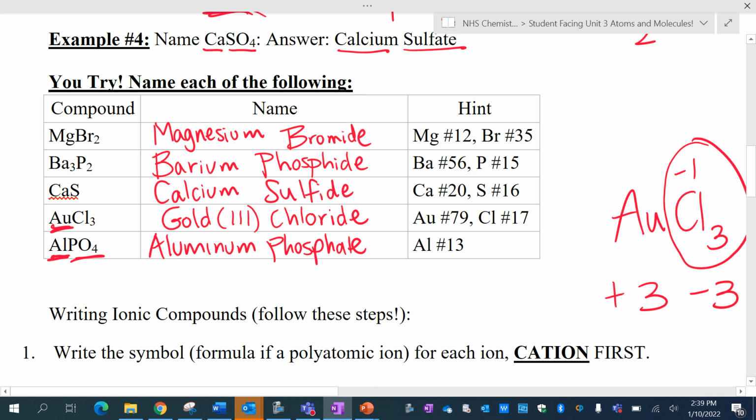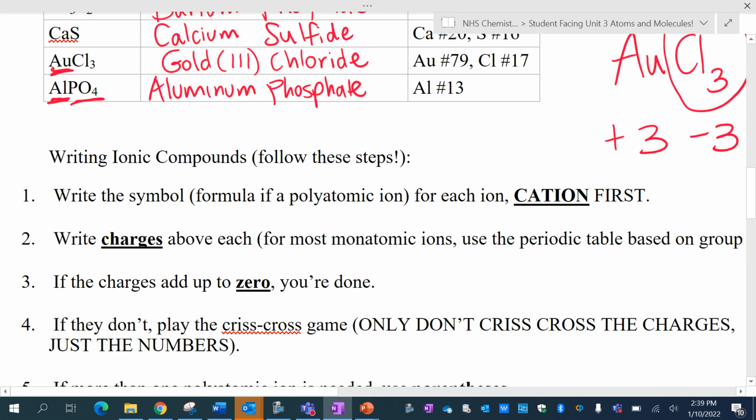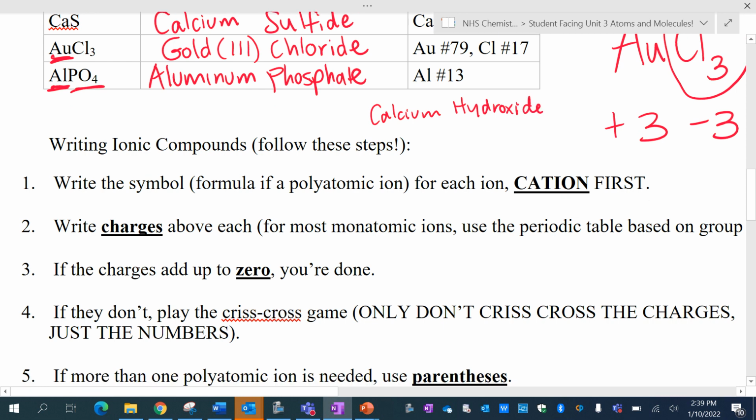Okay, so now that we've got naming down, let's do the opposite. What if we need to write an ionic compound? So what if I said, okay, I want you to write out calcium hydroxide. That's one of the polyatomic ions. First step would be to write the symbol or formula of a polyatomic ion for each ion and write its charge above each. The cation always goes first.